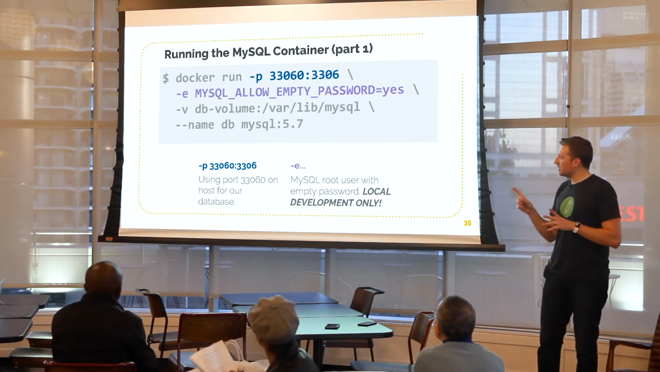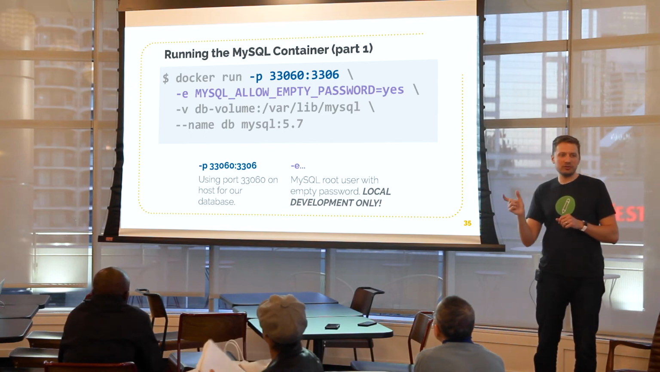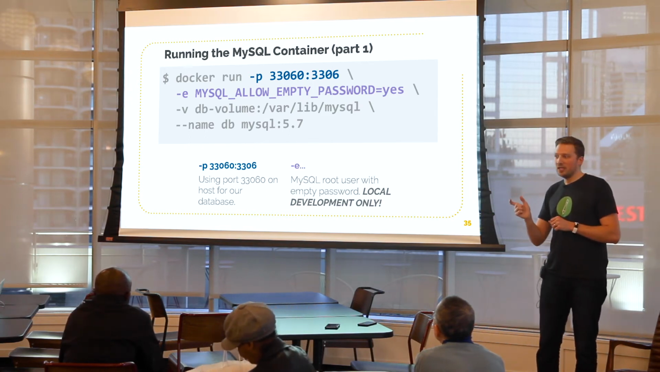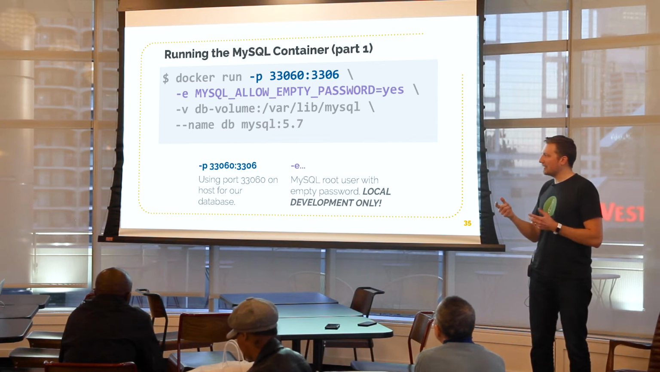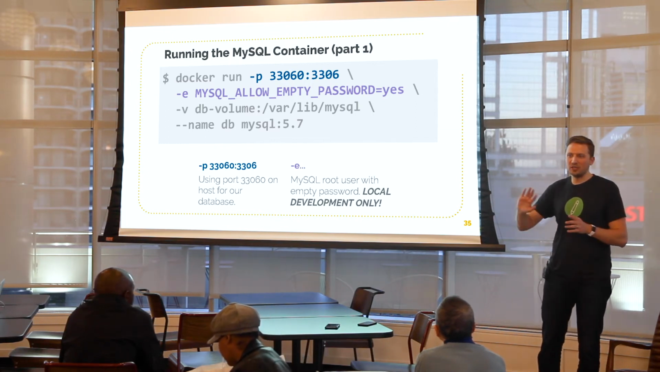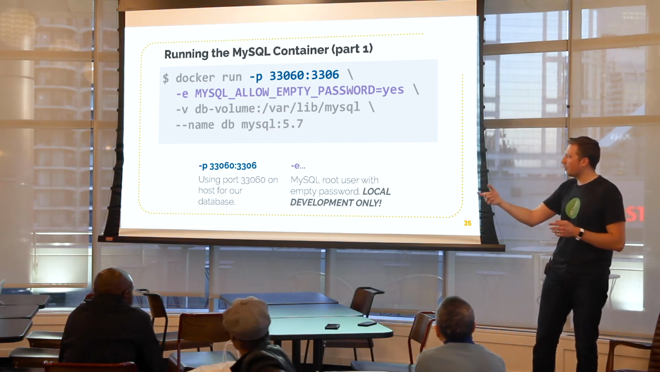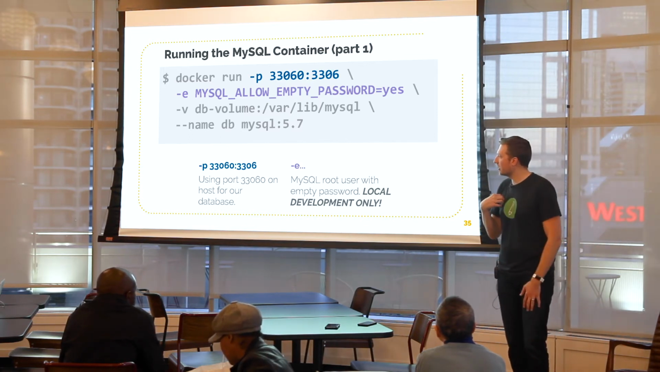So the first thing we're doing here is mapping port 33060 on the localhost to 3306 on the container. Now the reason I might do that is that by default, a lot of systems have MySQL already installed, and so I may not want to use that version. I want to use the container's version. So I'm going to use a different port than my local MySQL is running on.